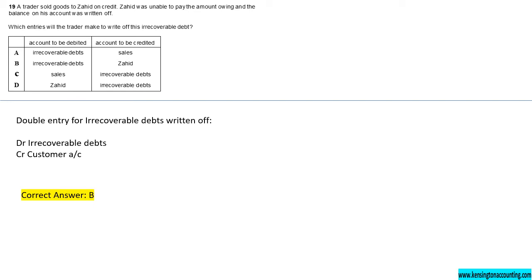Number 19 is about irrecoverable debt. A trader sold goods to Zahid on credit. Zahid was unable to pay the amount owing, and the balance on his account was written off. Which entries will the trader make to write off this irrecoverable debt? The double entry is very simple. It's debit irrecoverable debts and credit customer account. Therefore, the answer is B.